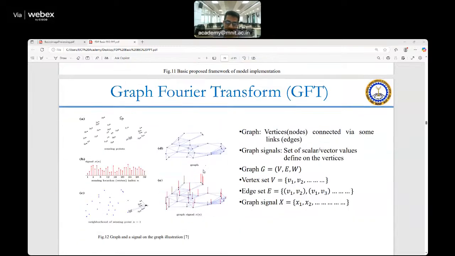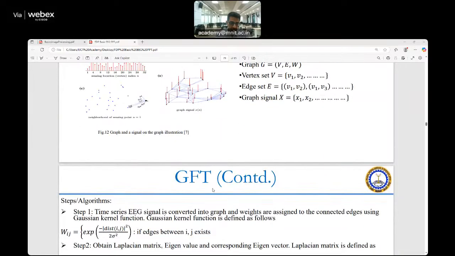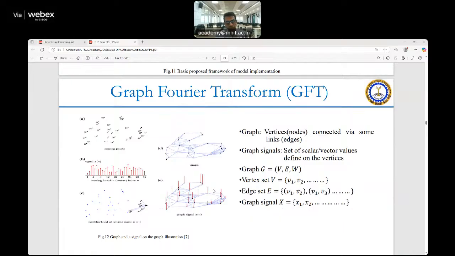So what is happening in the graph Fourier transform? If we have already seen it, in the graph Fourier transform, whatever our graph signal is, we represent that signal in the form of the frequencies, which are represented by the eigenvalues, and their magnitude is visible: which frequency is present and what is its magnitude in the frequency domain.